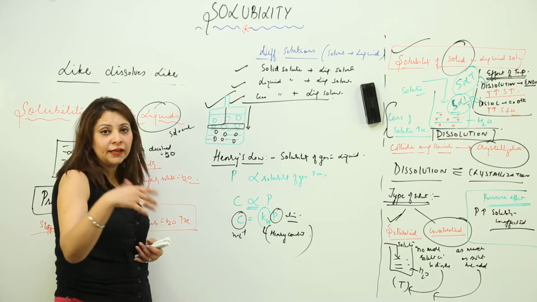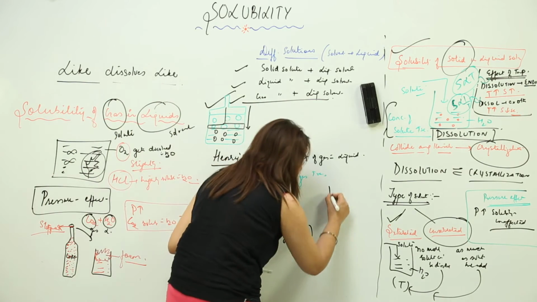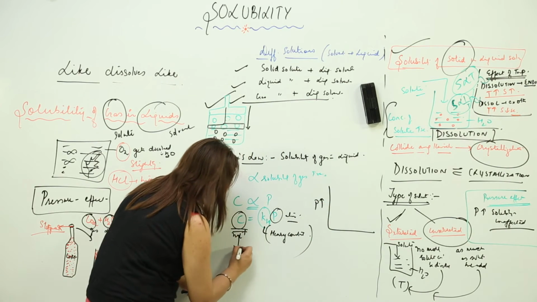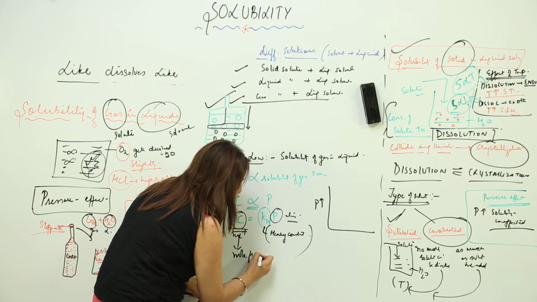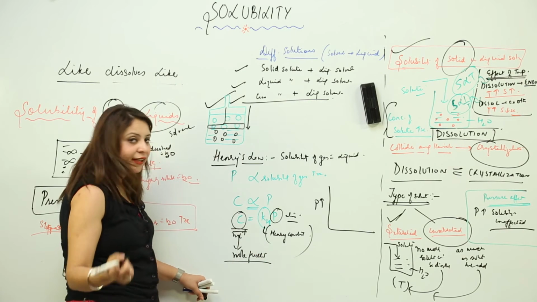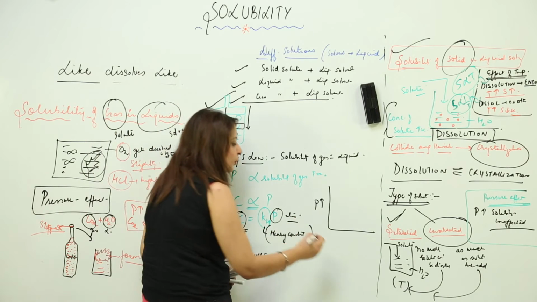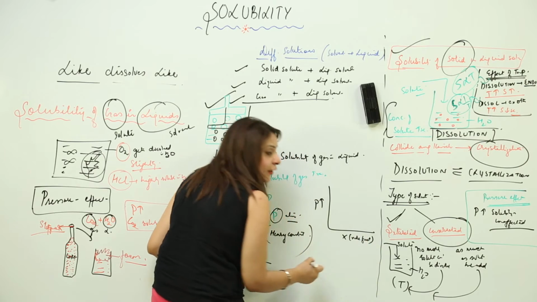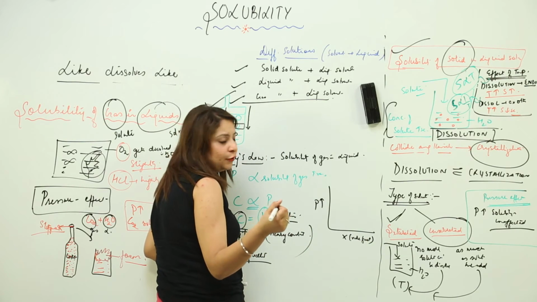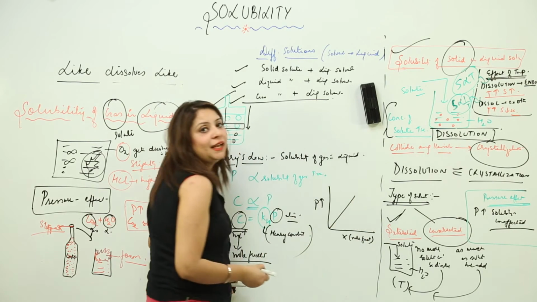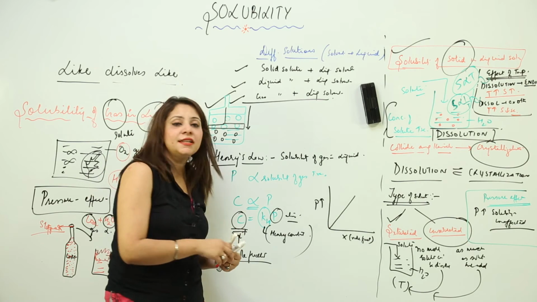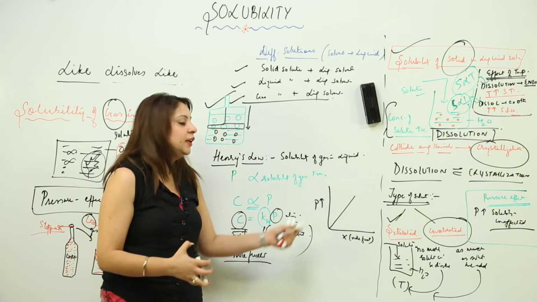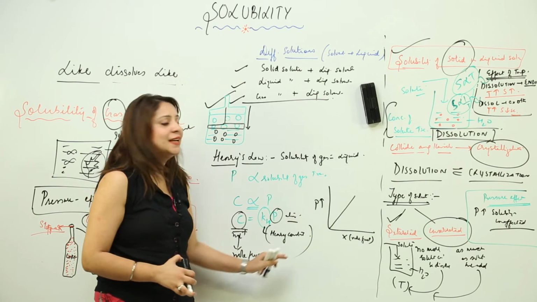So if we draw a graph for it, what will we get? Suppose I have pressure on this side. Solubility we can take in terms of molarity or in terms of mole fraction as well. Suppose I take mole fraction, that is X. What kind of graph do I get to see? I get to see a straight line. That means the solubility, or the mole fraction dissolved in the given solvent, just increases when we increase the pressure. So this is Henry's law.